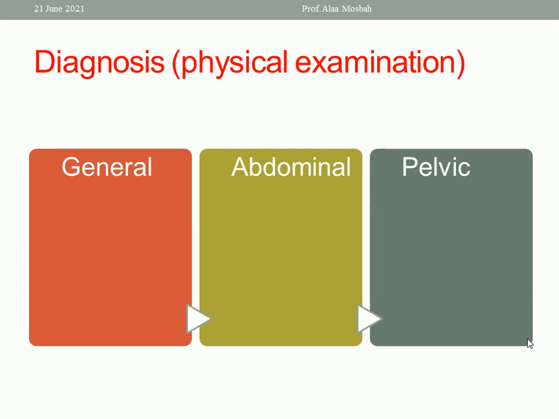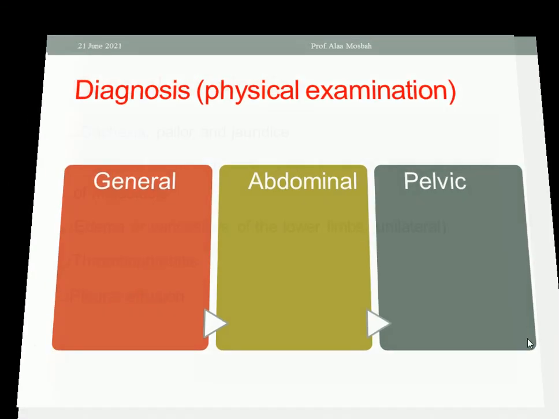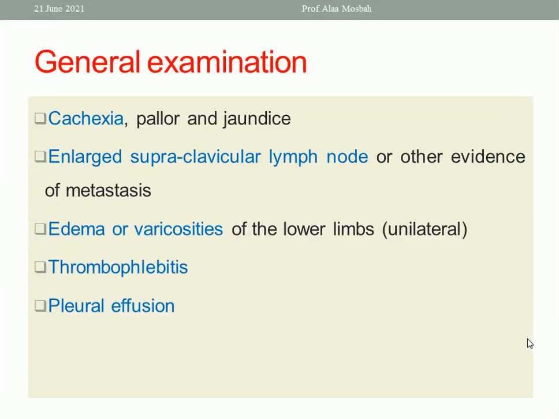Then, after history, comes the general, abdominal and pelvic examination. In general examination, we may see cachexia, pallor, jaundice, weakness, enlarged supraclavicular lymph nodes, or other evidence of metastasis, thrombophlebitis, pleural effusion, edema, or varicosities of the lower limb, especially if it is unilateral.